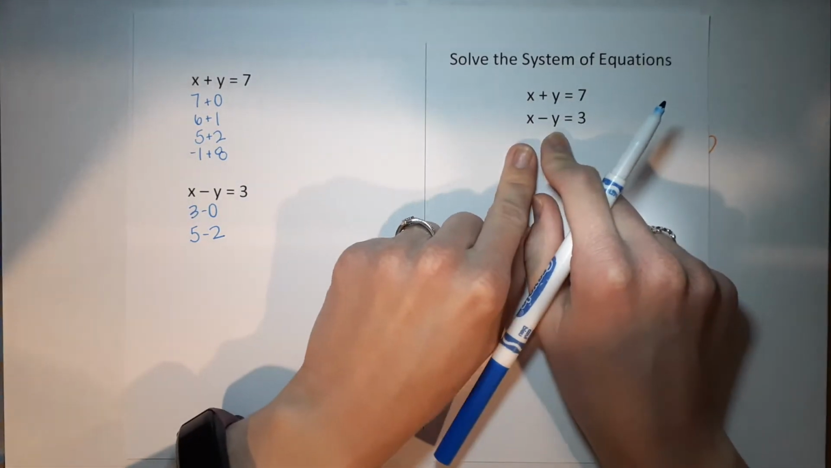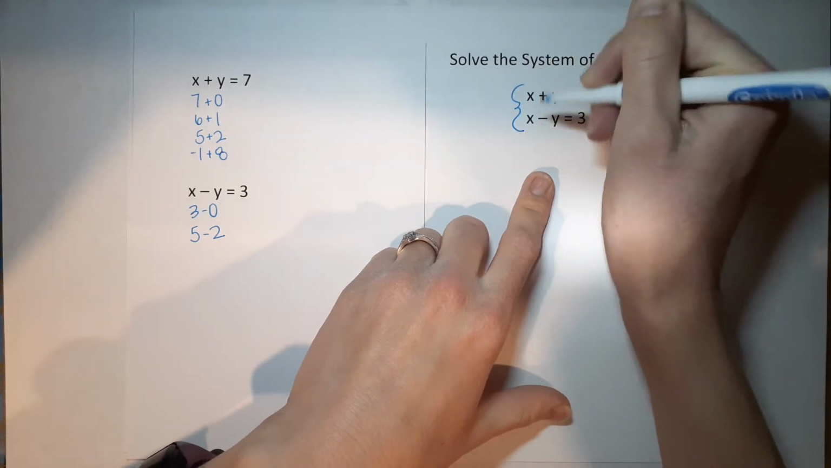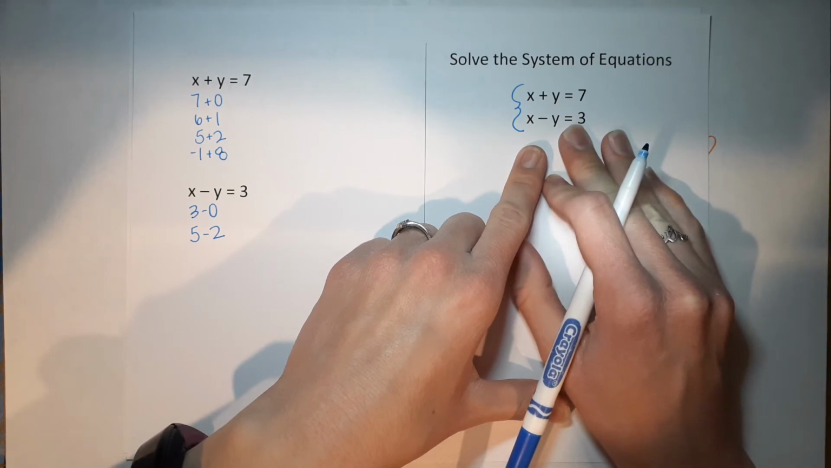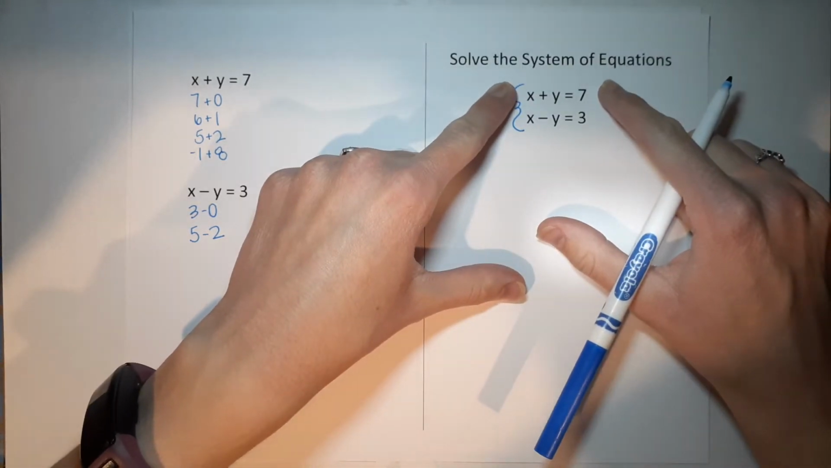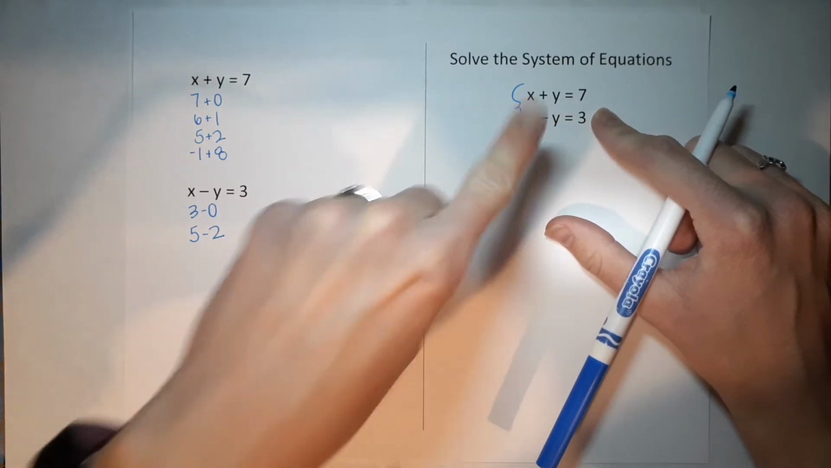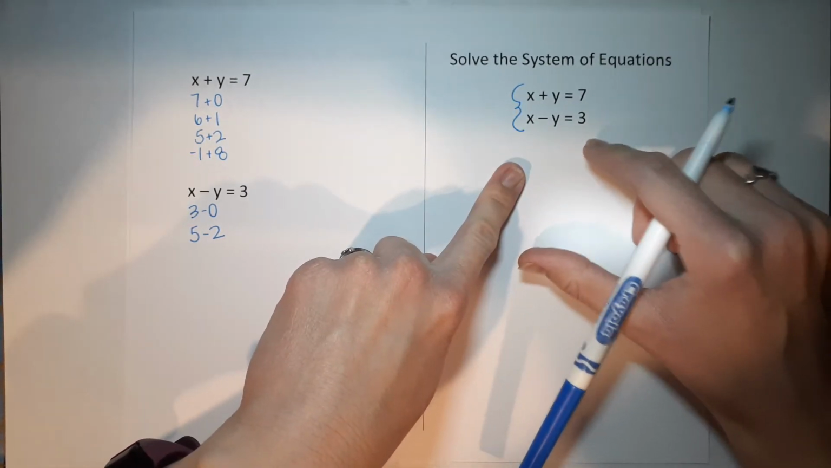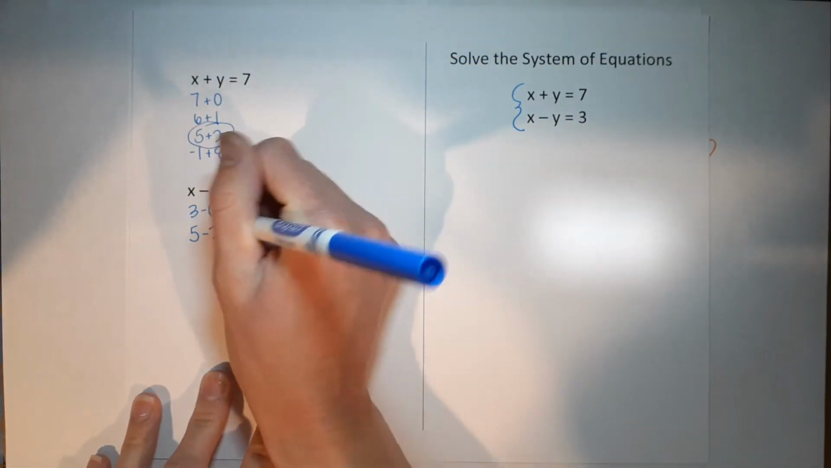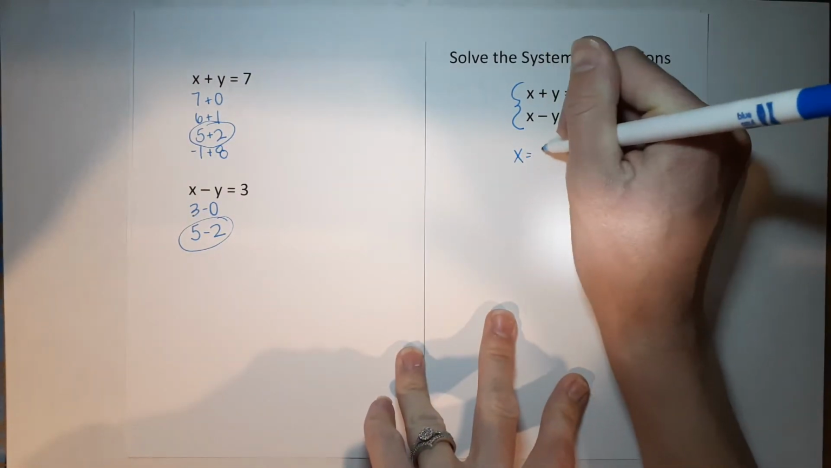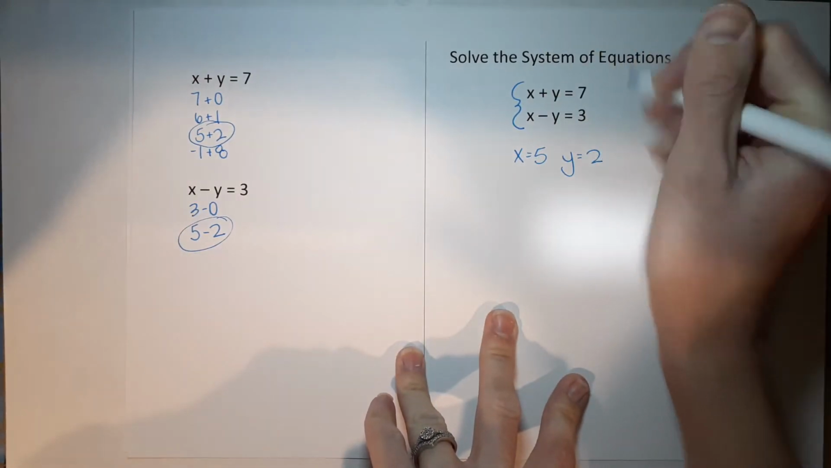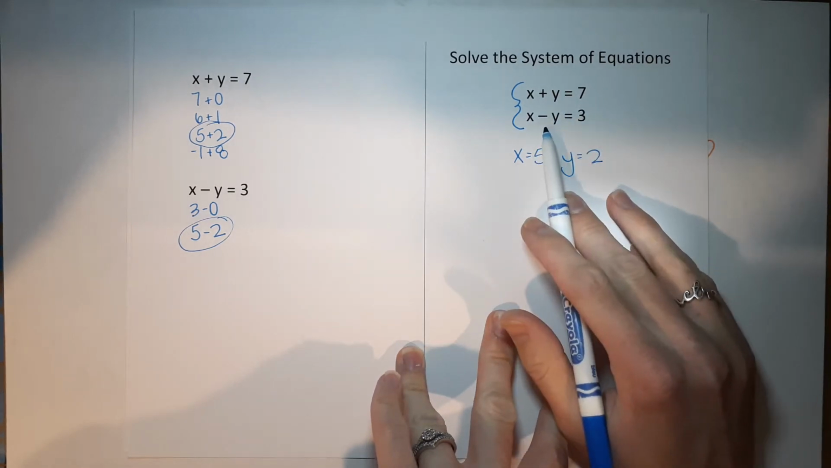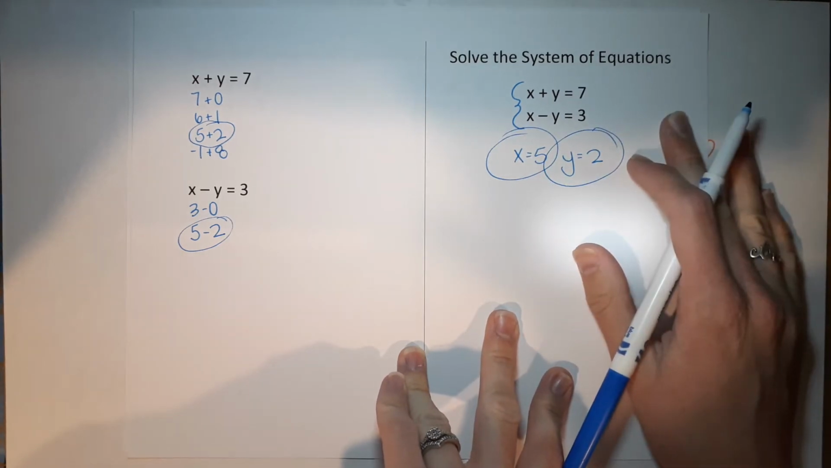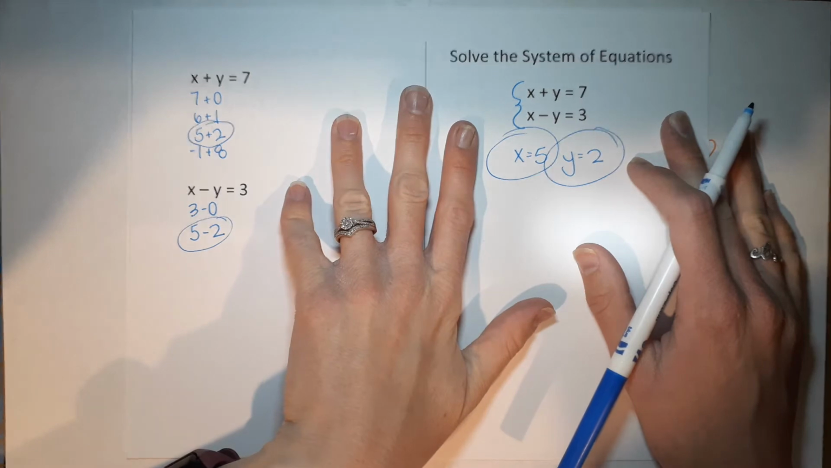So, when they give you a system of equations, they want to know what numbers work for both of these. Because there's literally infinity for this one and this one, they want to know the one set that works for both of them. Since these are pretty simple, I can see pretty quickly that it's 5 and 2. x equals 5, y equals 2, because 5 plus 2 is 7 and 5 minus 2 is 3. That is what we're looking for. That's what it means to solve a system of equations.